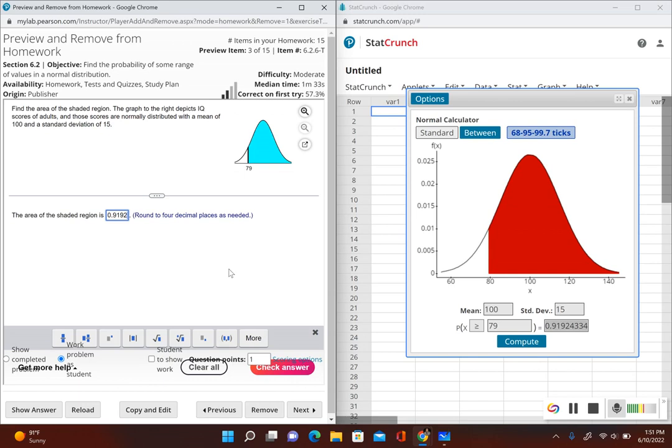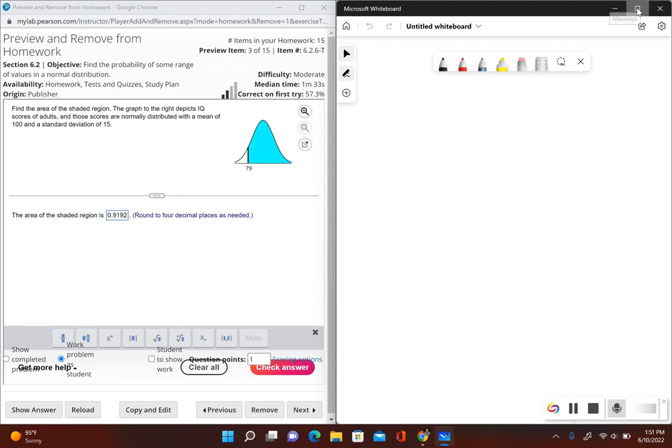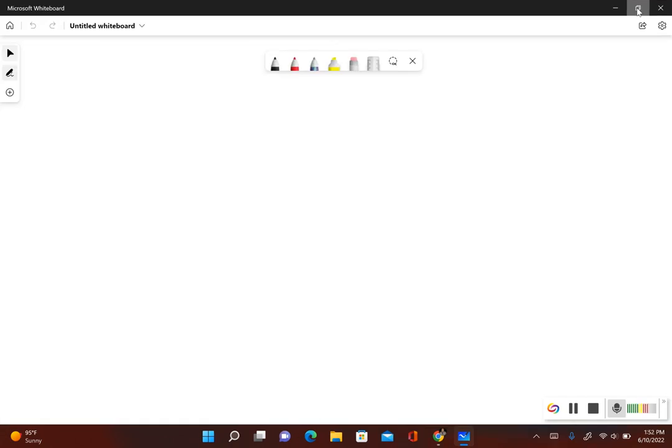Okay. Now, if we weren't using Statcrunch, there's another way that we can work out this problem, which would require us to standardize the problem first, standardize the normal distribution, and then we use the same methods that we saw in section 6.1, where the mean would be 0 and the standard deviation would be 1. So let me go ahead and show you how to work that out. So essentially what we're doing is we're changing the IQ score of 79 into a z-score.